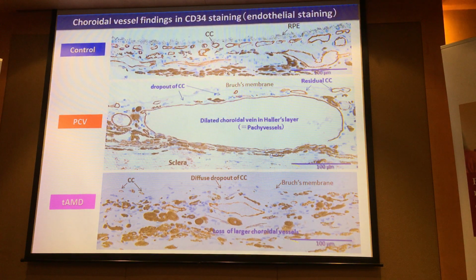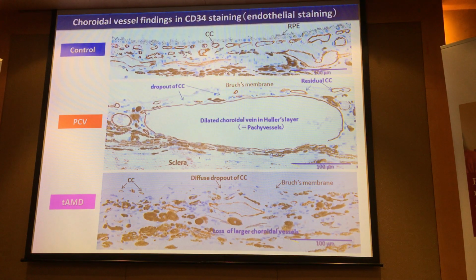We also did CD34 staining for these tissues. In CD34 staining of this anterior choroid, you could see regularly arranged choriocapillaries. In CD34 staining, the endothelium is stained brownish. Okay? So these are the choriocapillaries, and there is no dilatation of the vein in the normal eye.